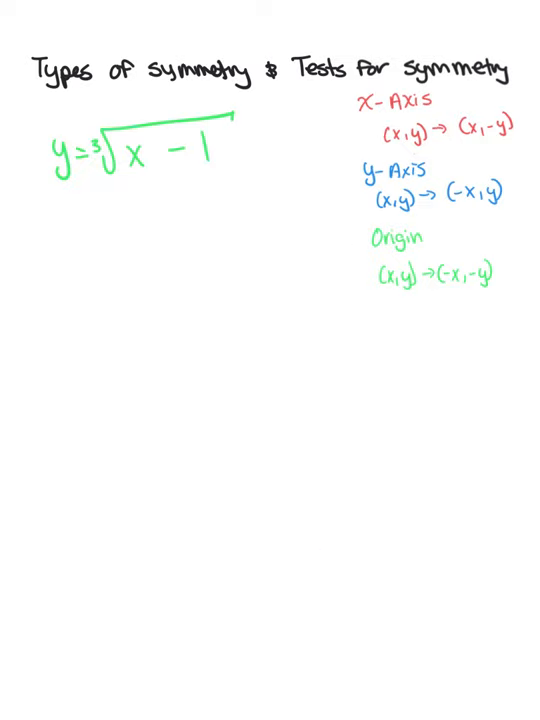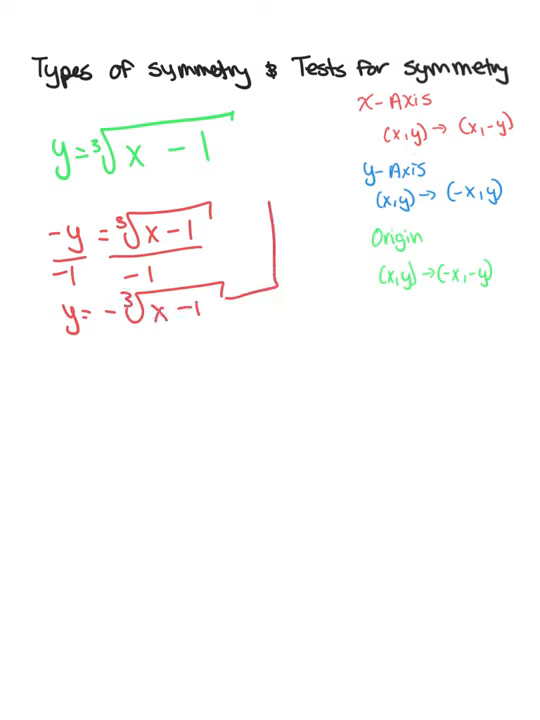Okay, so let's look at this one. This is y is equal to the cube root of x minus 1. If I keep x the same and I negate y, negative y is equal to the cube root of x minus 1. I want to get y by itself because that's kind of what the original problem was. So y is equal to negative cube root of x minus 1. Is this what I started with? No. So it is not symmetric with respect to the x-axis.